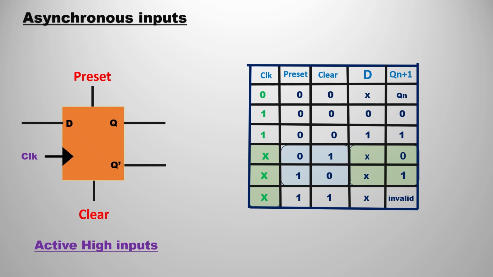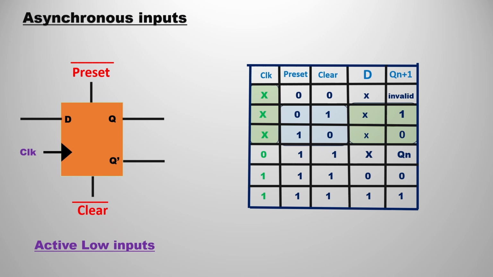The next case is preset is 1, clear is 0. It is just the opposite, where preset is dominating here, so the whole output would be 1. In the last case, if we observe, preset and clear are both 1 1. In this case, it will be an invalid state. We should not pass preset and clear as 1 1 at the same time.